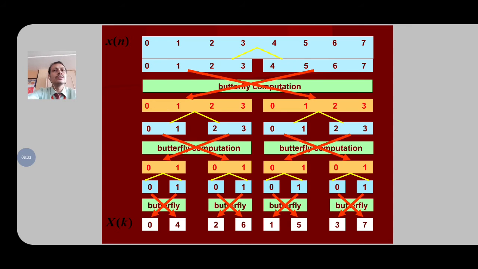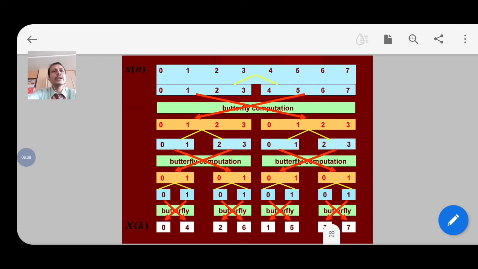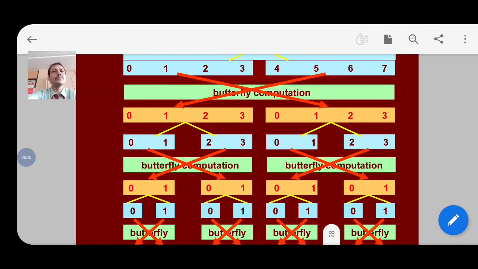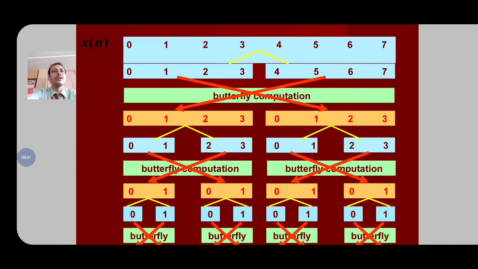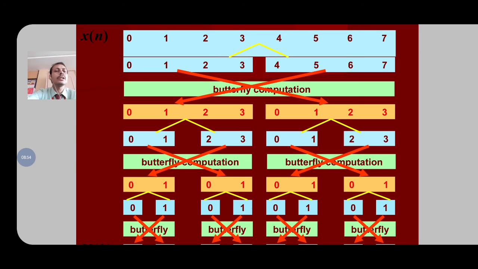Here we are considering an 8-point DFT. The 8-point DFT is 0 to 7. These are the 8 points. Now we are going to divide the first 4 and then the last 4. So we will get 0, 1, 2, 3 and then 4, 5, 6, 7. This is the first stage.